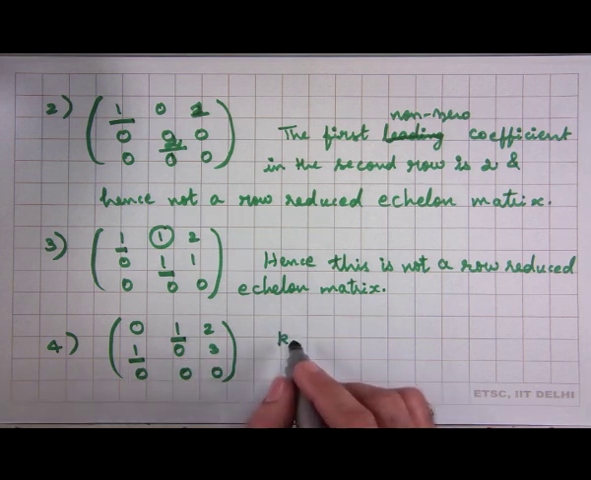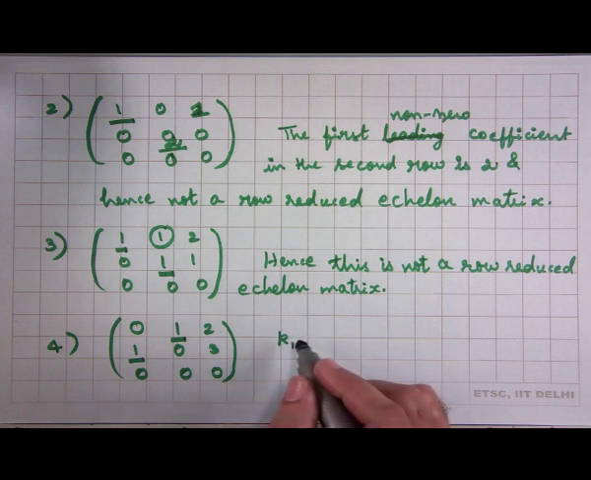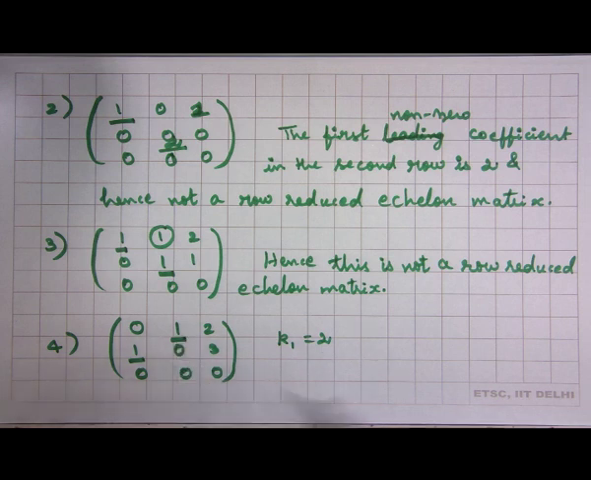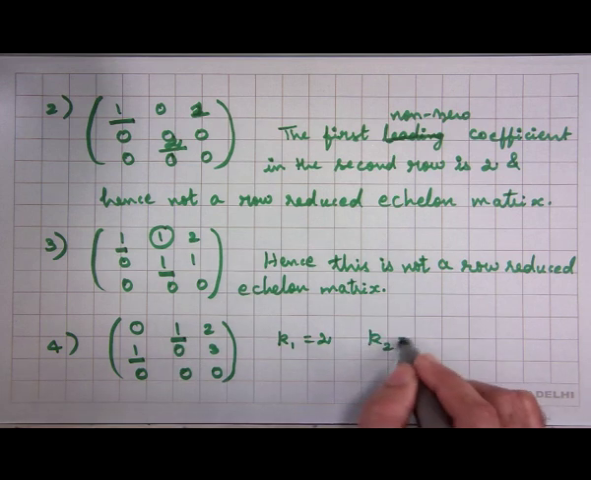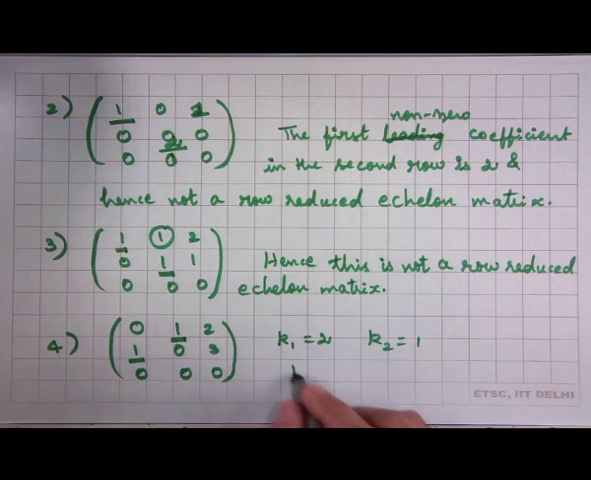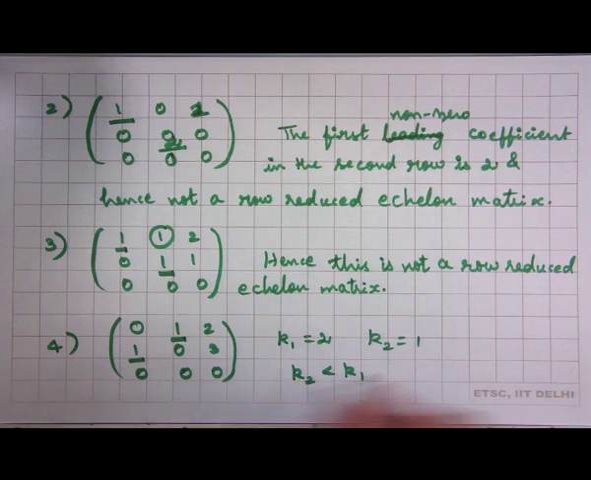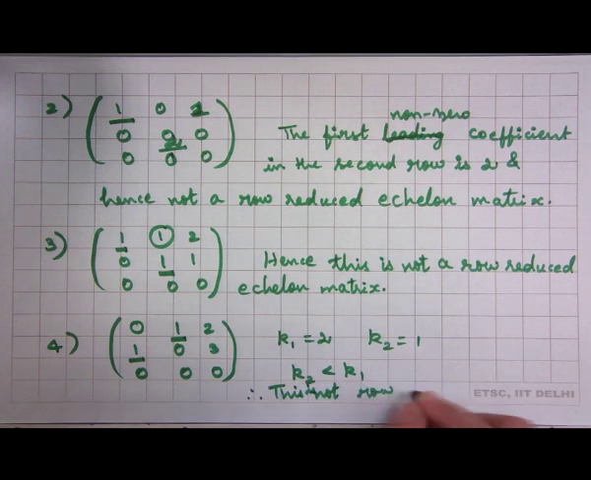So, what you wanted is the fourth condition: K1 is 2 in this case, which is the second column, and K2 in this case is 1. Therefore, what you have is K2 is less than K1. Therefore, this is not row reduced. So, this matrix is not row reduced.